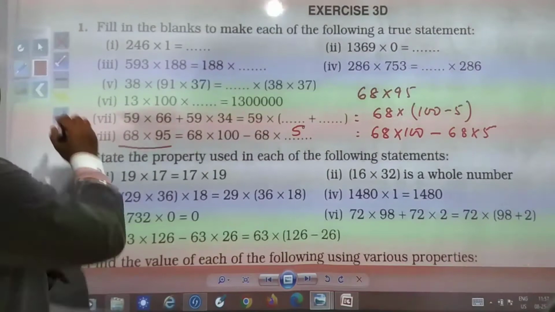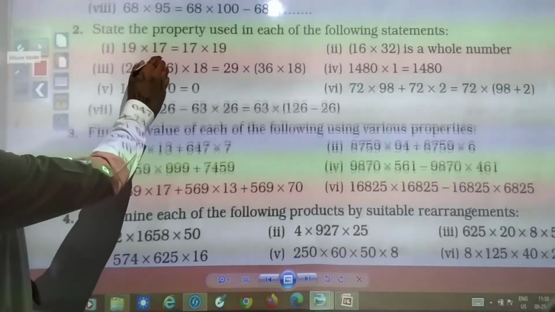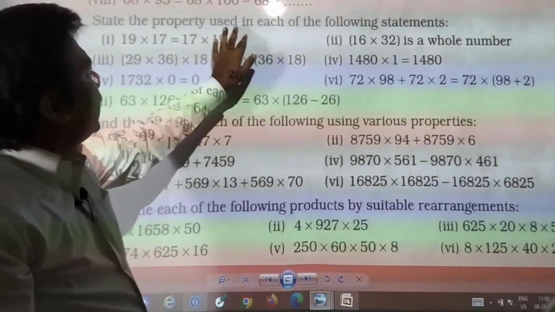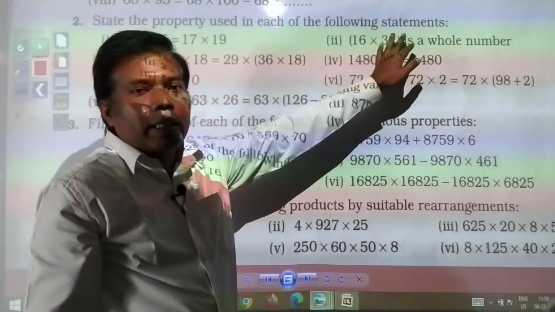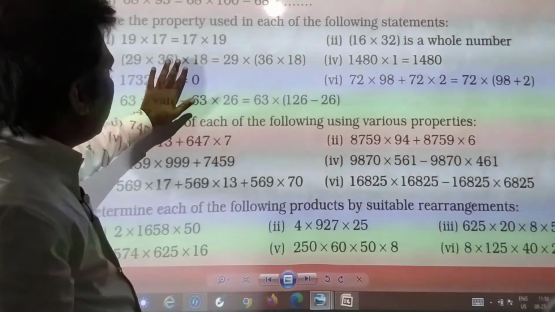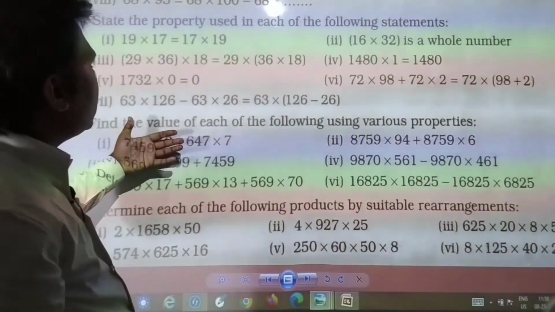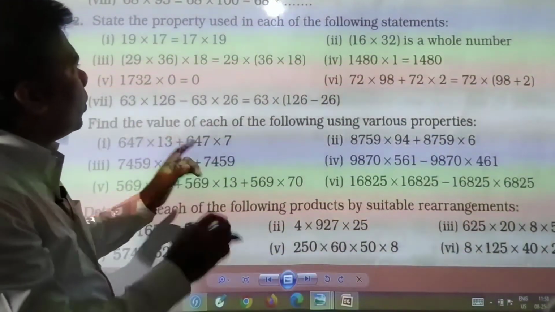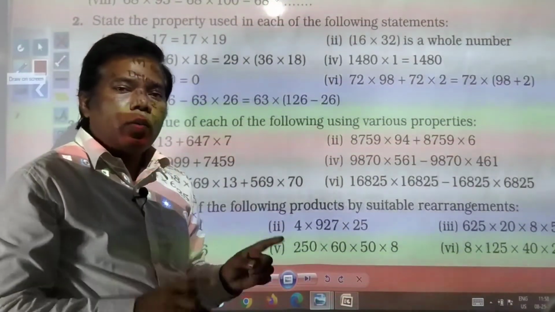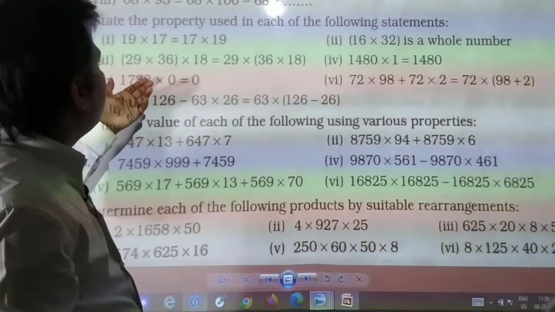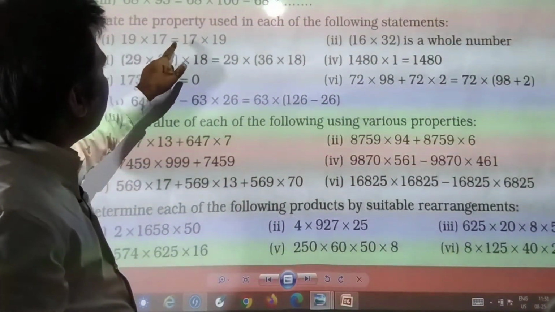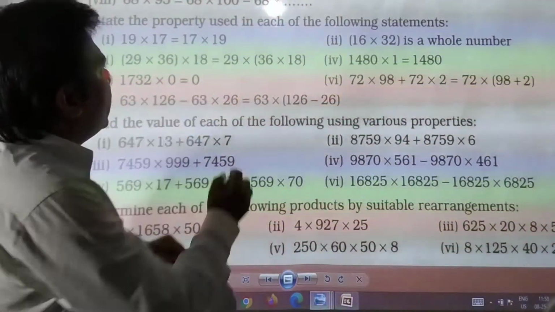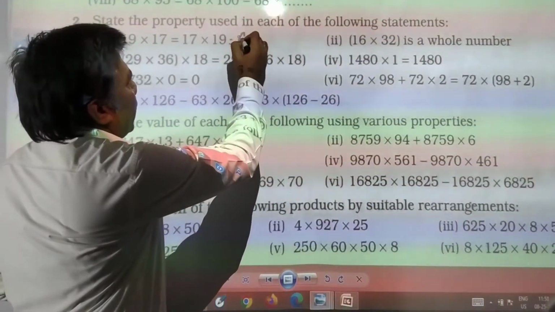Next question you see: state the property used in each of the following statements. The properties have already been explained last day, so you need to remember, and it has even been told that you need to write all the properties with examples, and you need to remember them also. 19 into 17 is equal to 17 into 19. That is the commutative property.